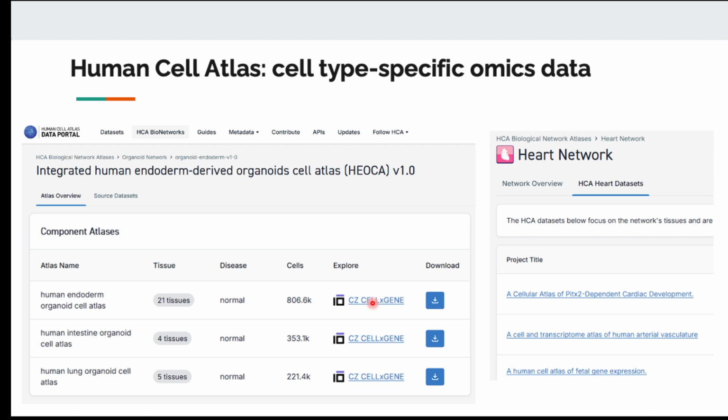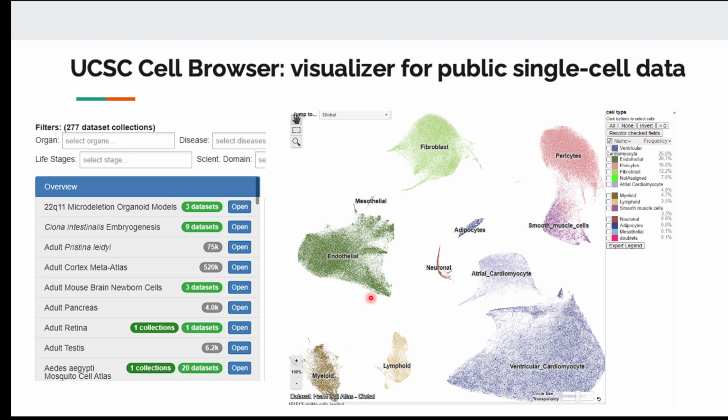But if your goal is to just visualize the cell types, like how many cell types are there in the sample, Human Cell Atlas itself doesn't give you the visualization tools. So you have to download the data and run some tools on your computers. But nowadays, if you are familiar with the UCSC, in the past they made the UCSC Genome Browser that you can visualize the genomes for different organisms.